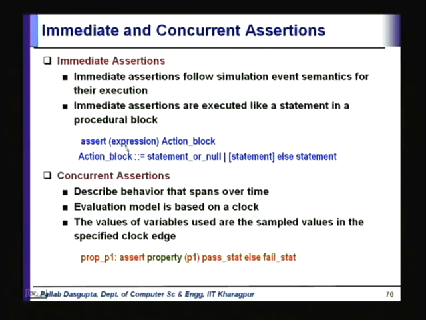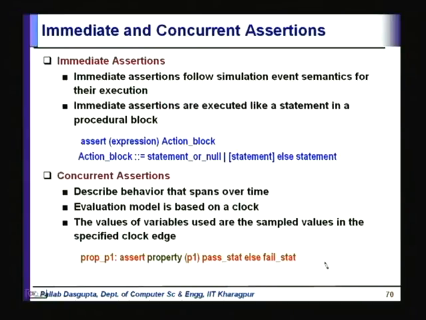But then this expression cannot be a temporal expression. On the other hand, concurrent assertions describe behavior that spans over time, and the evaluation model is based on a clock, because when we talk about time we need a clock to define what is the next time and the next to next time and so on. Values of variables used are the sampled values at the specified clock edge. So, we have seen concurrent assertions. This is just for your information that SystemVerilog assertions also support immediate assertions.